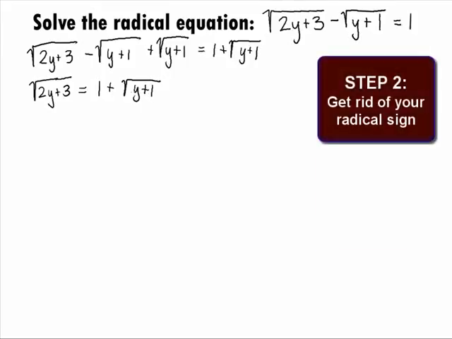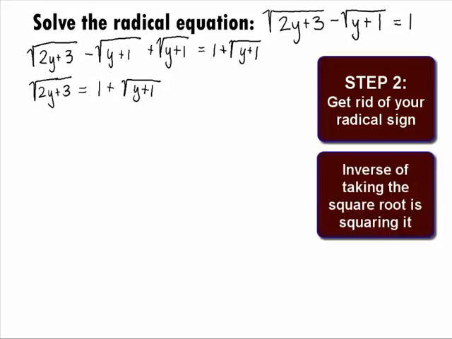In step 2, we want to get rid of the radical sign. In this problem, we have a square root for our radical. The inverse of taking the square root of an expression is to square it. When we square the square root, we will end up with just the radicand, which is what was inside the square root. When we square both sides, we will have the square root of 2y plus 3 squared equals 1 plus the square root of y plus 1 quantity squared. When we square the square root on the left side, we end up with what was on the inside of that square root, which is 2y plus 3.